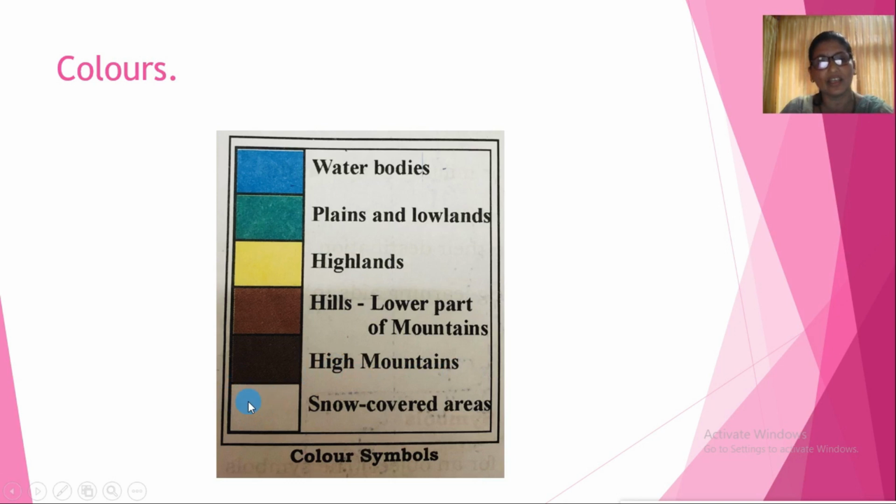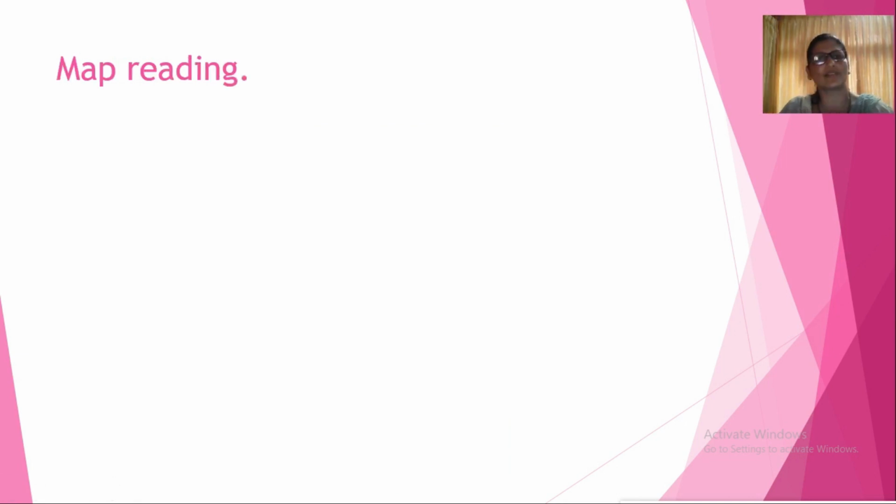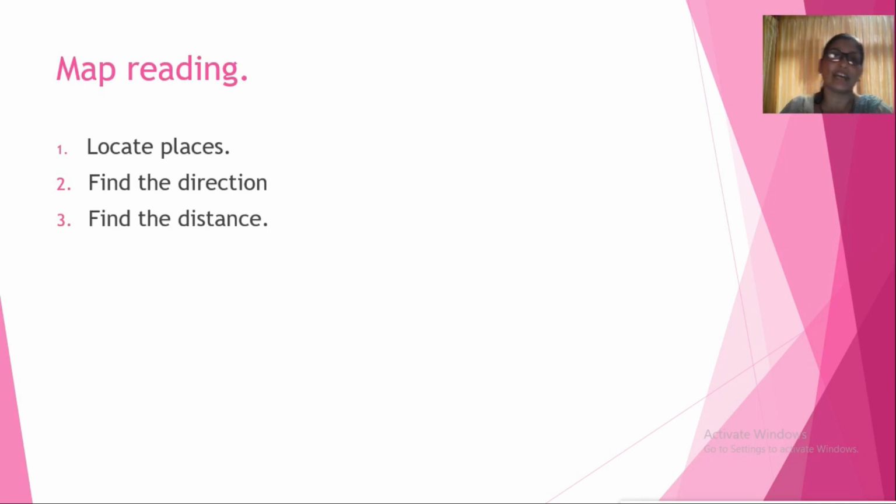Finally, you can see the white color. This shows the snow-covered areas. So we can say colors are very important to recognize the places. Finally, we will learn about map reading. Map reading is a skill. We must know the skills of map reading. Map reading helps us to locate places, to find the direction and to find the distance on the map.